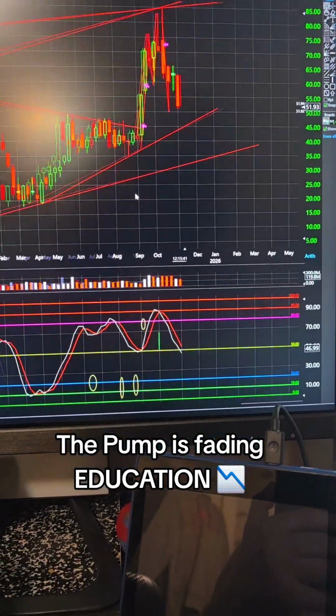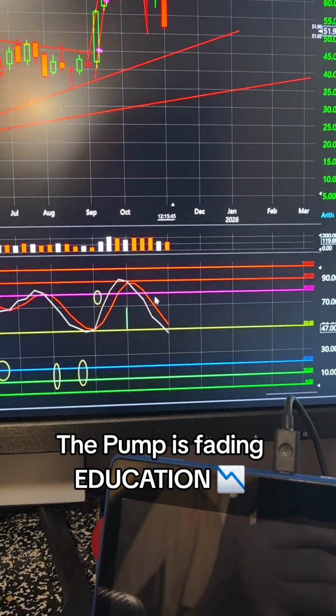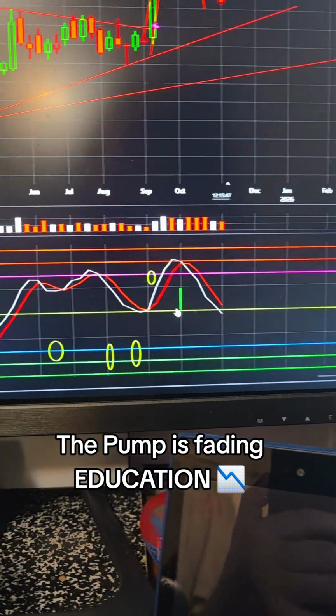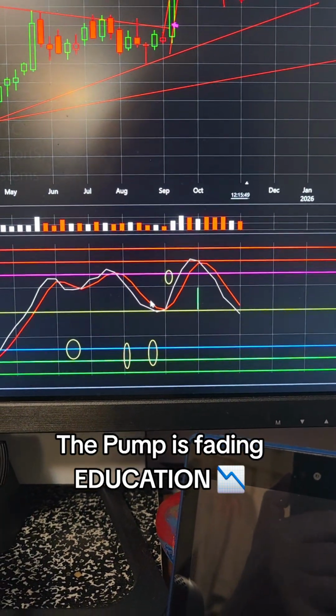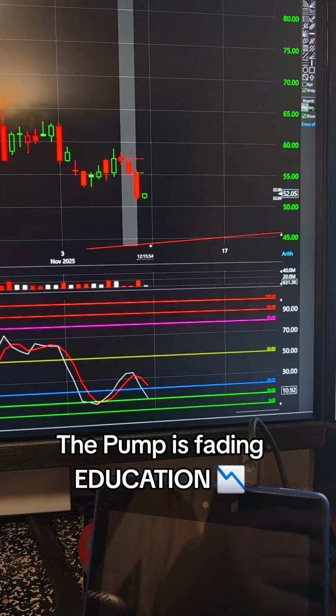IONQ. Weekly chart is going down too. Look at this right here. Red over white. It's pretty straight down. It's actually going past this move before, and that was back in August, September. So that is not looking good either.